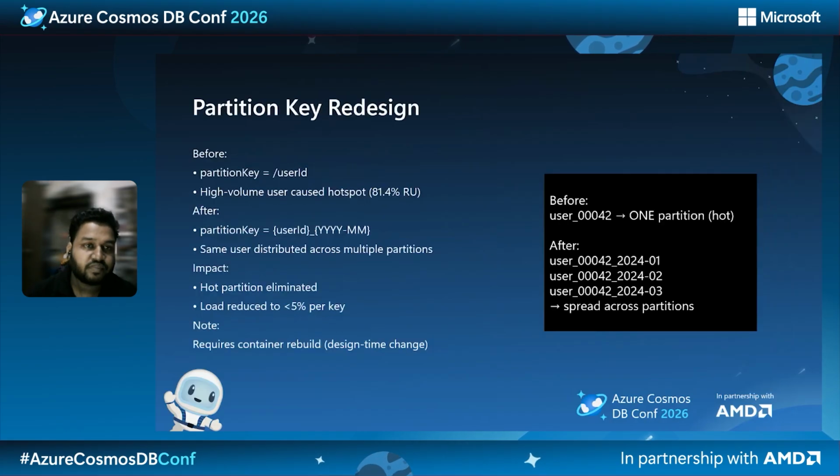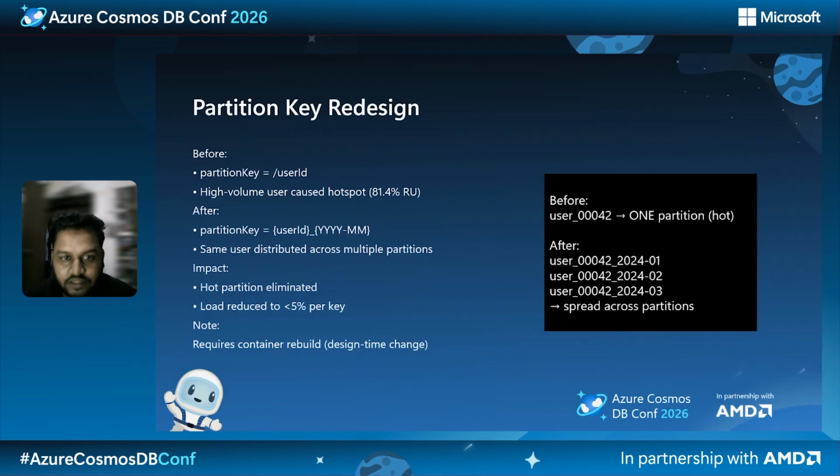So, starting with the most impactful fix, partition key redesign. Earlier we were using user ID as a partition key, which caused all traffic for a high volume user to hit a single partition. We changed this to a composite key by adding a time component, using a format like user ID and year and month. So this allowed the workload for that user to be distributed across multiple partitions instead of one.